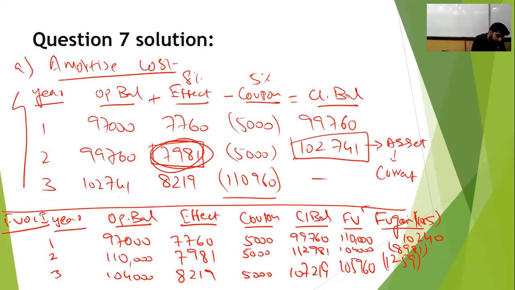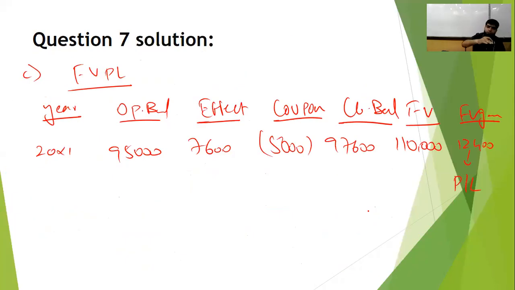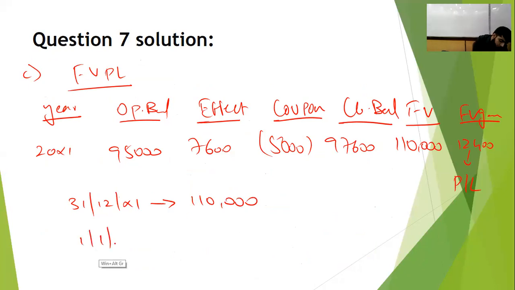Another point the examiner has said is that they disposed of these debentures on 1st January 20X2, soon after 31st December 20X1. So it means they have disposed of their debentures. What was the value of the debenture at the end of 31st December 20X1? In the balance sheet, this was recorded at 1,10,000. And on 1st January 20X2 it was disposed of, but no sales proceeds have been given.